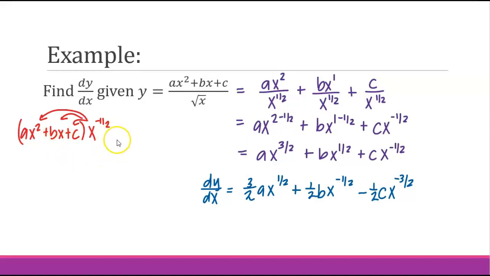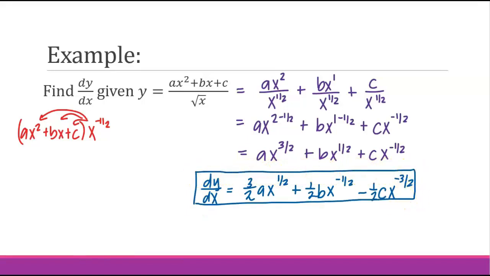So a big problem with derivatives is really just that background knowledge, that algebraic simplification. So hopefully we cleared a little bit of that up. And this is my answer.